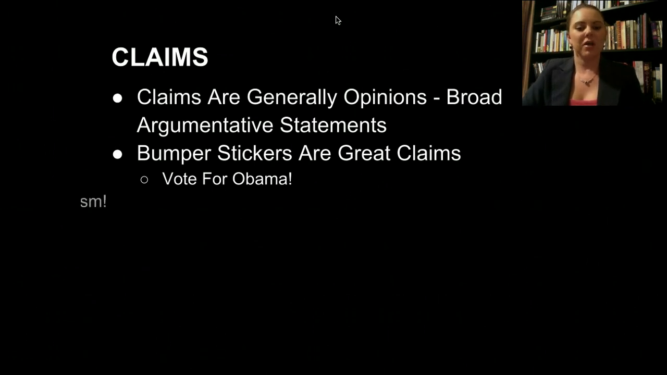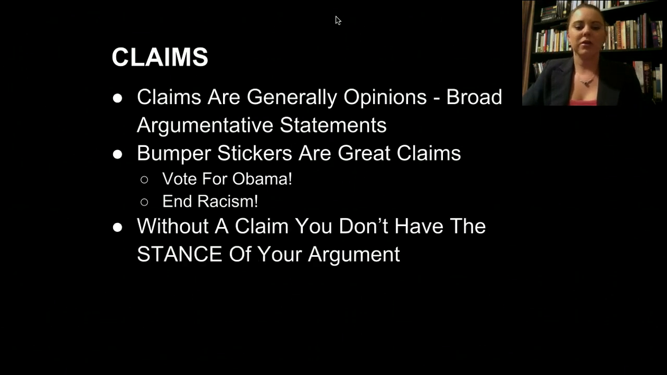Another example of a bumper sticker is end racism. Again, we're making a claim here, but we're not backing it up yet, so it's not yet an argument by itself. Without a claim, you don't have a stance for your argument. So basically, vote for Obama, end racism, or any of the other kinds of bumper sticker statements that you will find state that stance, but we don't yet have the reasons backing up why somebody should.